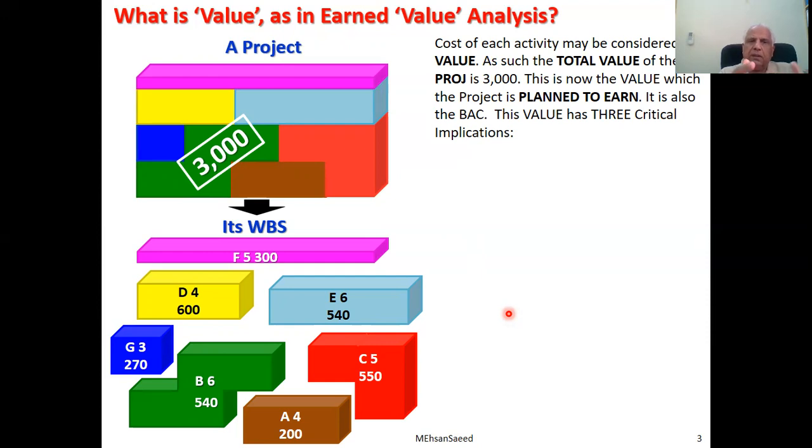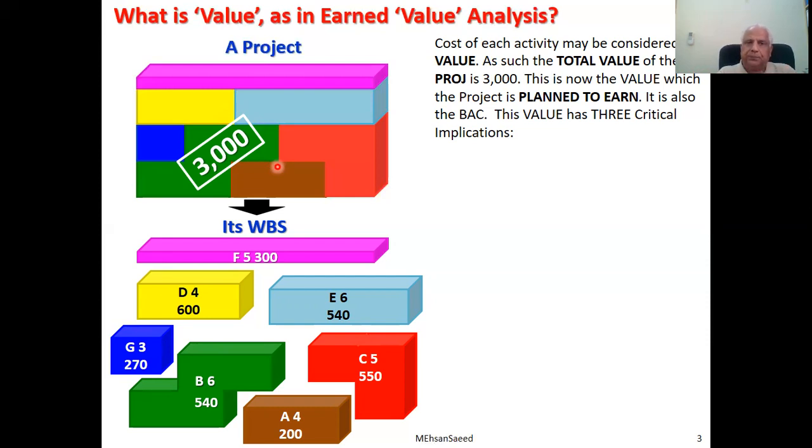This 3,000 could be the project cost, which has certain implications, or it could be the value of the project. Consider these costs to be the values of these activities. For example, the value of the cost of activity D is 600. This is also its value. So if we now consider 3,000 in terms of values, we can say that 3,000 is not only the cost of the project, it is also the value of the project.